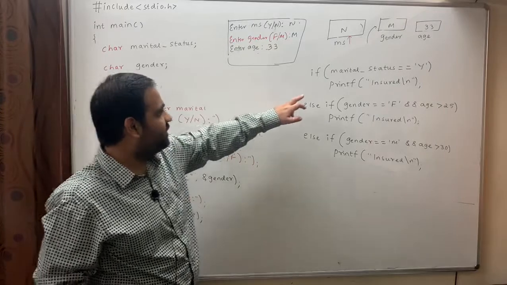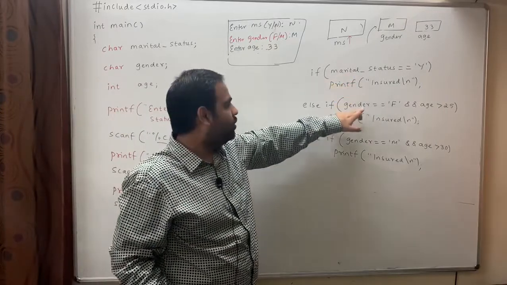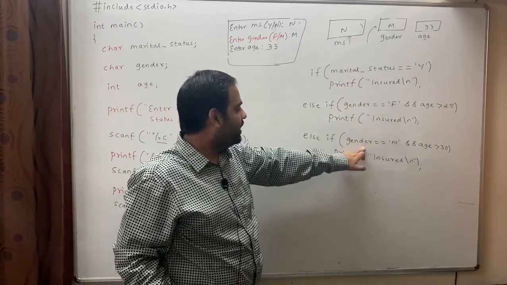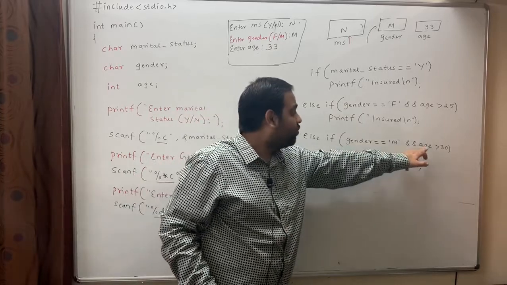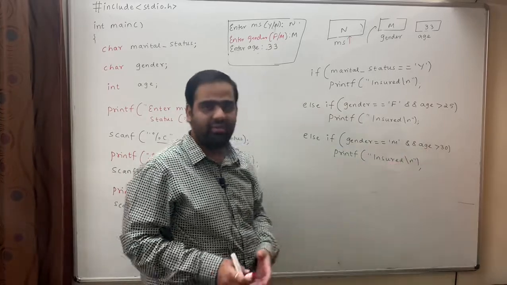Now check over here, gender is male. Marital status is N equal to Y? No. Gender is M equal to F? No. M equal to M? Yes. Age is what? 33 greater than 30 years, and we say insured.